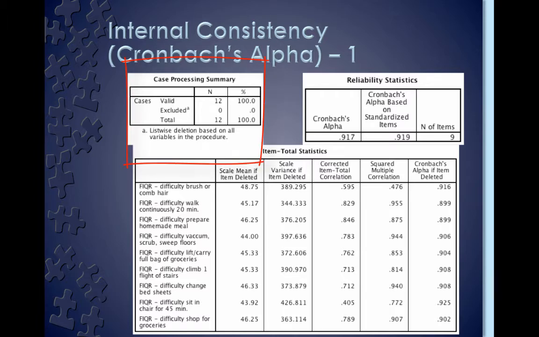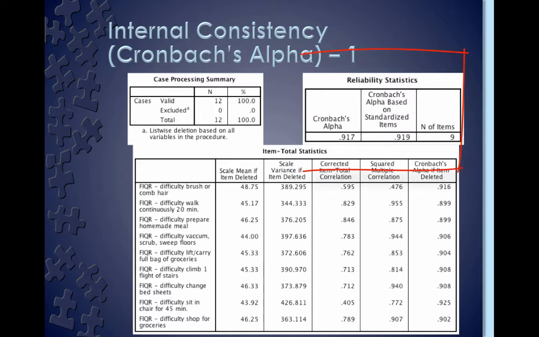This is just telling us how many people are in our sample and how many people in our sample were actually valid cases that were included in this analysis. In this case, we see we have 12 total people in our sample, and of those 12, all of them are included in this analysis, 12 valid.